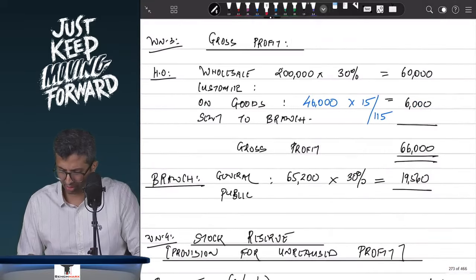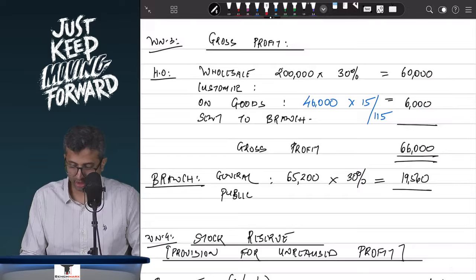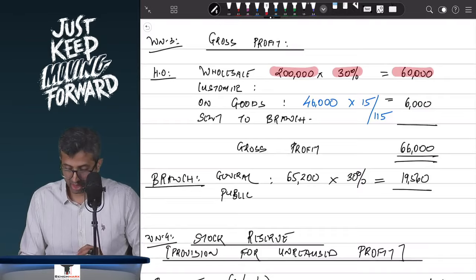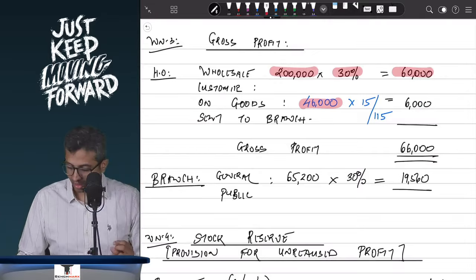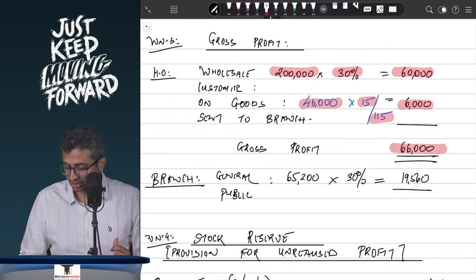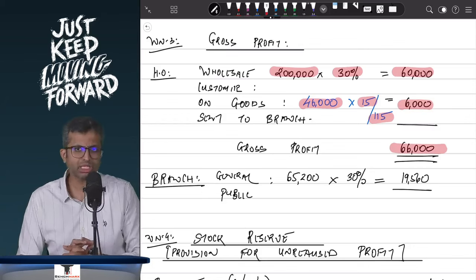So when I look at the calculation of profit over here, just a second, I will say for the head office, wholesale 2 lakh rupees sales into 30%. This will come to 60,000, plus goods sent to branch. Total 46,000 are sent, but this is at 115. 15 is a profit and hence 6,000. So 66,000 is the gross profit.